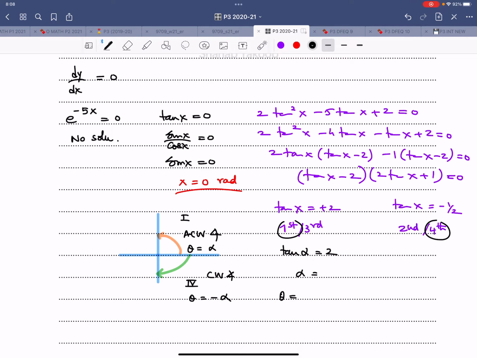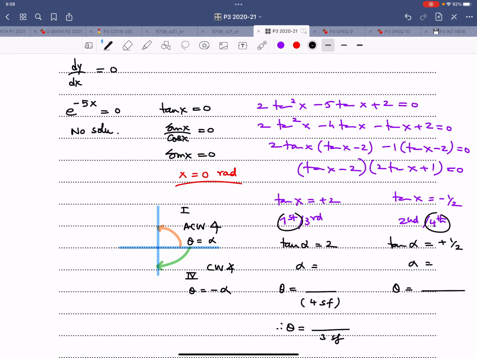Give the answer correct to 4 significant figures, then give the answer correct to 3 SF. That's the final one. Tangent of alpha equals positive half. Here you will find the value of alpha. First write theta in 4 significant figures, then theta comes out to be 3 SF. If the working is right, let me grab my calculator and double check. So tan inverse of 2, let me write it 2 and convert it into radian form, and then tangent inverse.